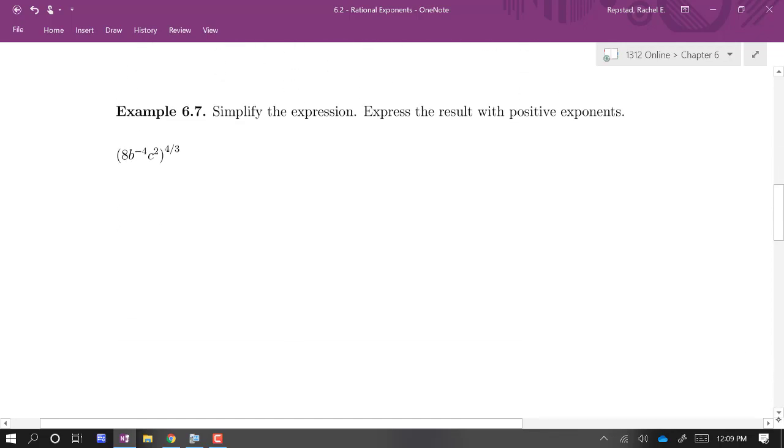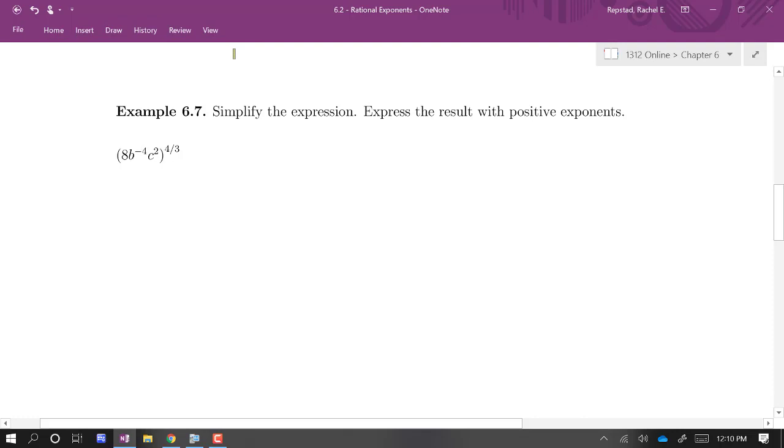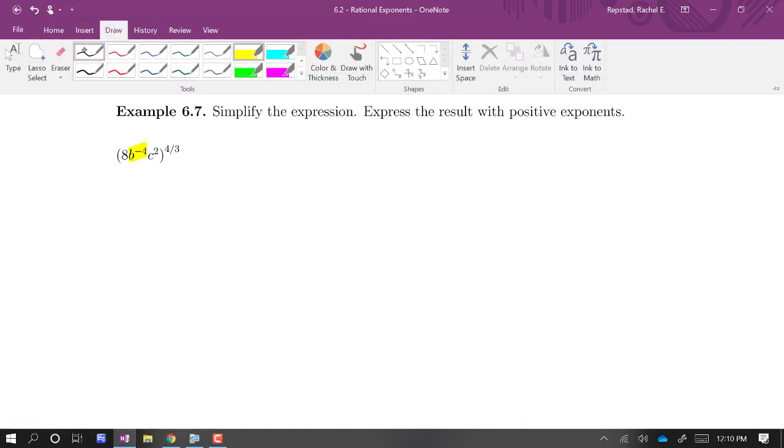Next, here we have an expression with some variables in it. We're going to simplify. Now, all those rules of exponents that we learned from the last section and that we learned in the last semester, they're still valid even when we're working with rational exponents. So I've got some negative exponents, I've got some integer exponents, and I'm raising all to the 4/3 power, a rational exponent. So there's more than one correct sequence of steps you could take. I'm going to choose to deal with this negative exponent first.